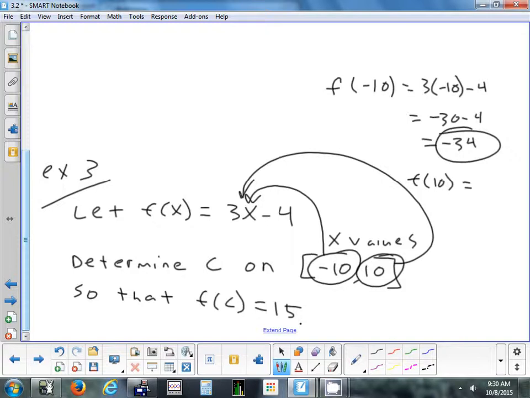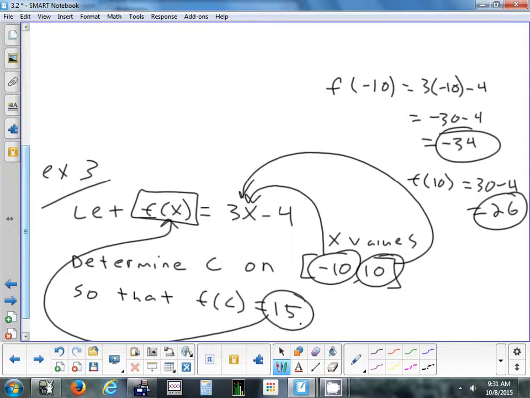So f of 10, 3 times 10 is 30. And what's 30 minus 4? 26. So we're starting at negative 34. We're going to end at 26. Do we go through 15 at some point? Yeah, we have to. Think of a temperature at negative 34 warming up to 26. You're going to go through 15 degrees at some point. All right? So that's my y value.